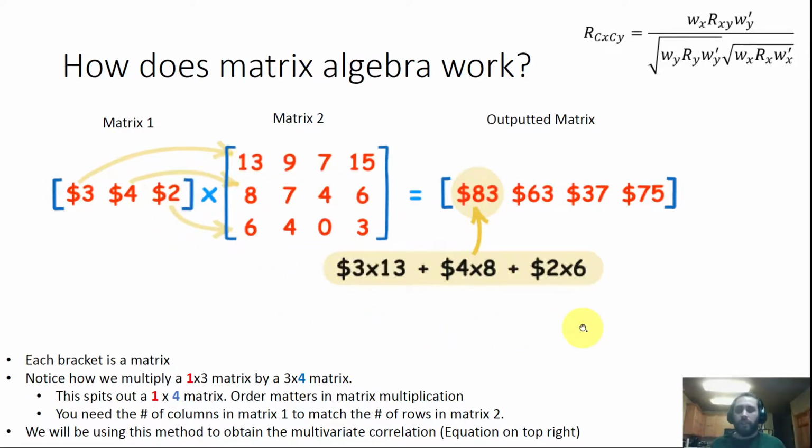We're going to be using this to obtain the multivariate correlation, whose equation is up here on the right, which really just indicates that you're multiplying matrices by each other. And I'll go into more detail on it a little bit later.